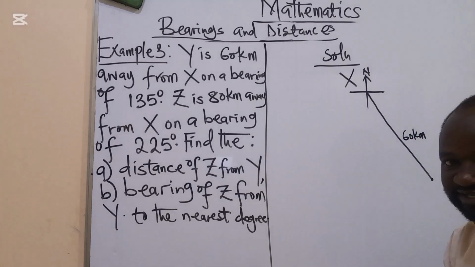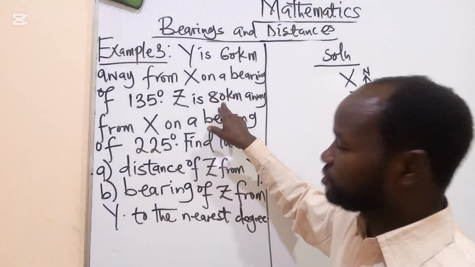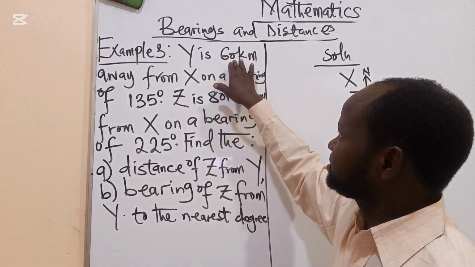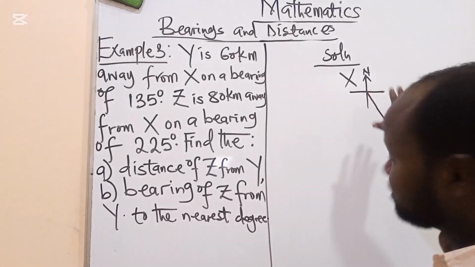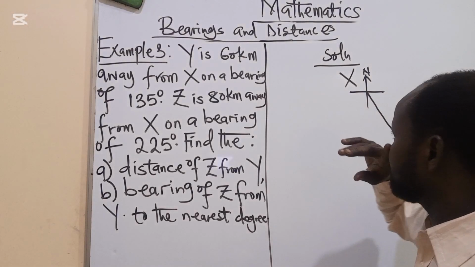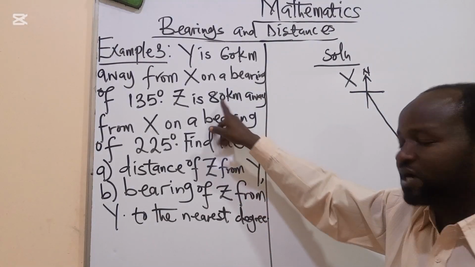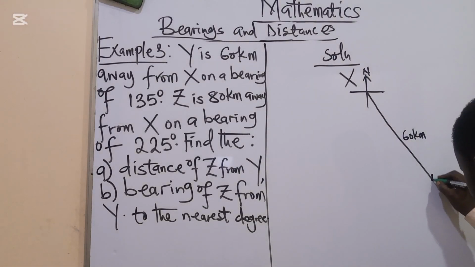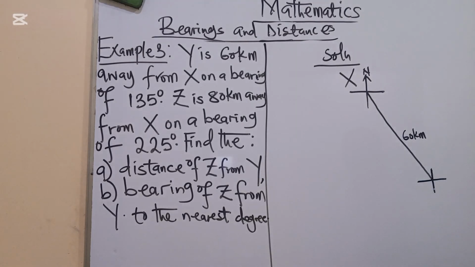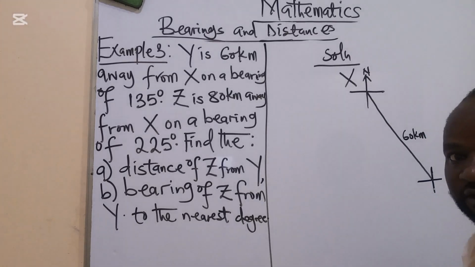And we have to be realistic in our length. 80 kilometers has to be longer than 60 kilometers in a real life situation. And even on this presentation or interpretation, we have to be realistic. It means this 80 has to be longer than this 60. So we draw another cardinal point here, very important. And this is now Y.